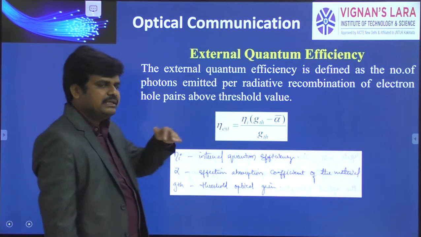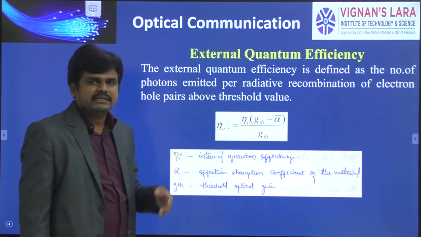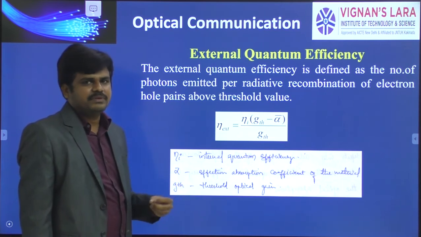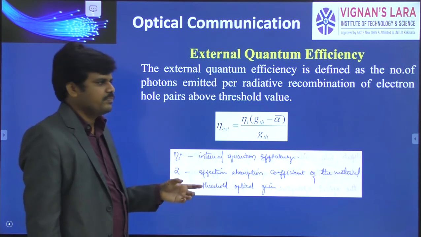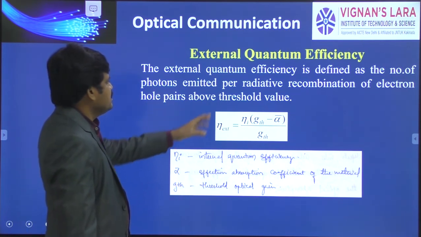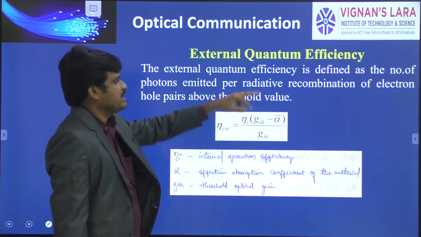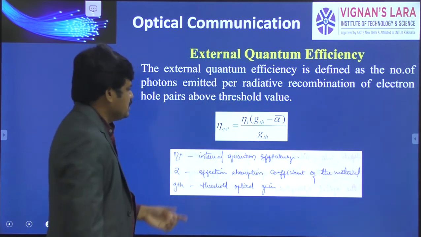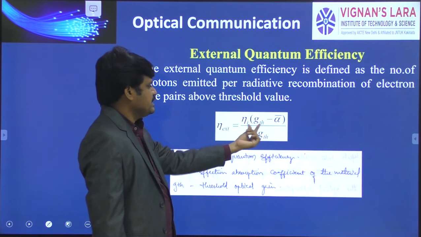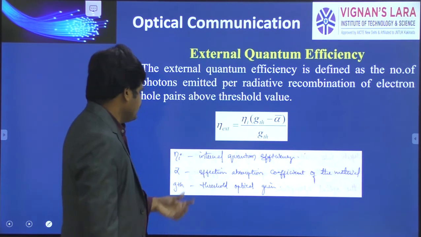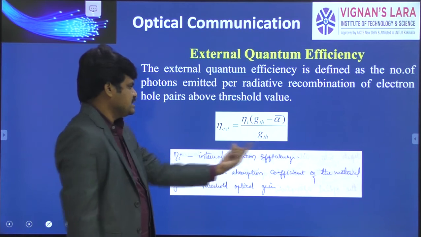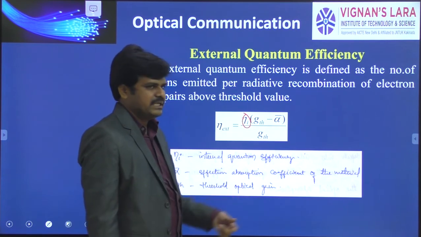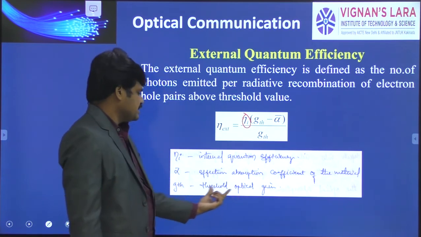Next, like in LEDs, where we calculated the quantum efficiency, it is necessary to calculate the quantum efficiency in laser diodes also. The quantum efficiency is defined as the number of photons emitted per radiative recombination of electron-hole pairs above the threshold value. Quantum efficiency eta equals eta_i times (G_th minus alpha) by G_th, where eta_i is the internal quantum efficiency, alpha is the effective absorption coefficient of the material, and G_th is the threshold optical gain.